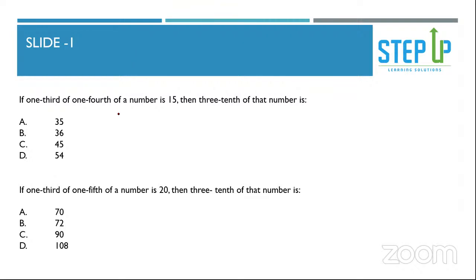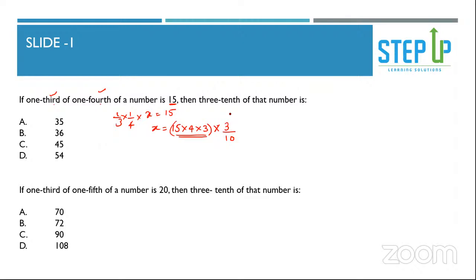Okay, so 1/3 of 1/4 of a number is 15. So then 3/10 of that number is? Basically what we are doing is multiplying by 3 and 4. Like when we take x is equal to 15 into 4 into 3, we are multiplying 1/3, 1/4 by 15. Then 3/10 of that is the number. Now 3/10 of this number.